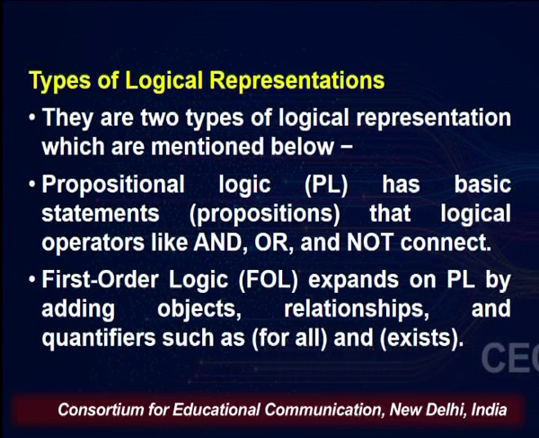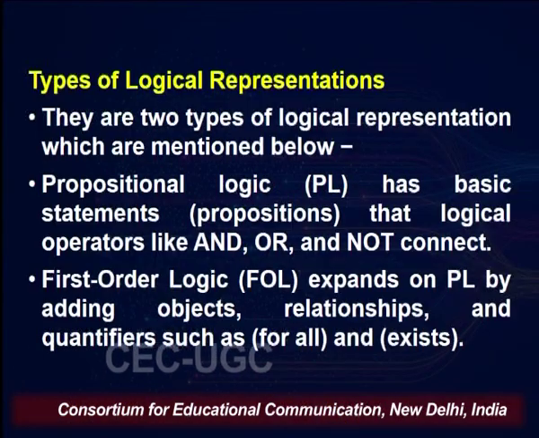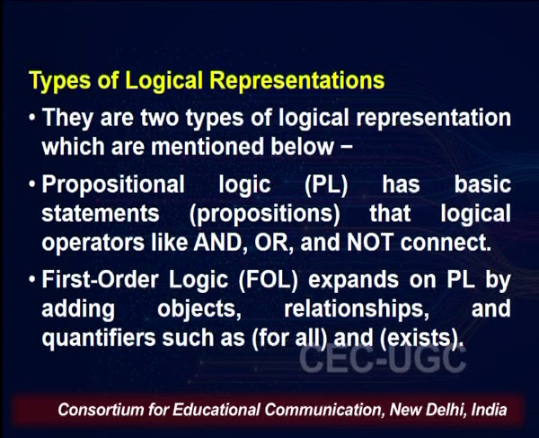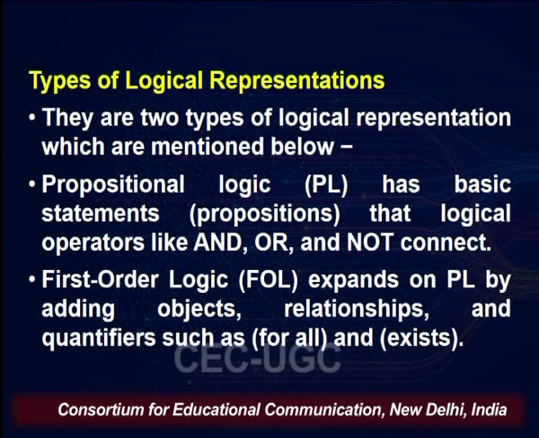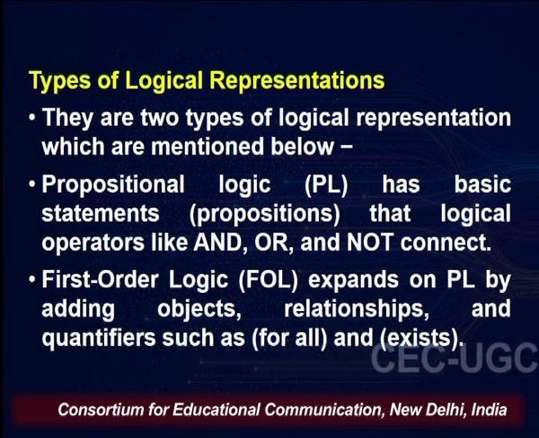First order logic, or FOL, expands on PL by adding objects, relationships, and more importantly quantifiers. There are two quantifiers, one is for all and another one is there exists. So, first order logic expands on propositional logic by inclusion of objects, relationships and quantifiers such as for all and there exists. So, these are the two types of logical representation, PL and FOL.